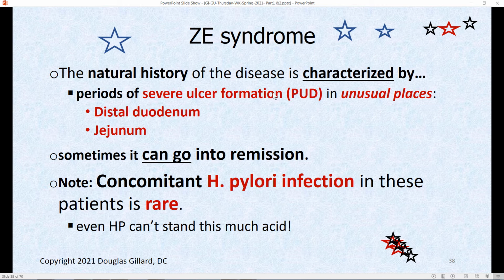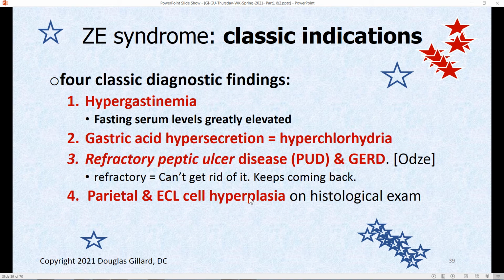It can also get a concomitant HP, like in addition to all these symptoms, you can get an HP infection. No way. The acid is so strong that even H. pylori, which has to live in the acid cloud, has a little cloud around it. It loves acid. It's too much even for HP. So HP infections are rare in these patients. I've asked that question, so make sure you know that.